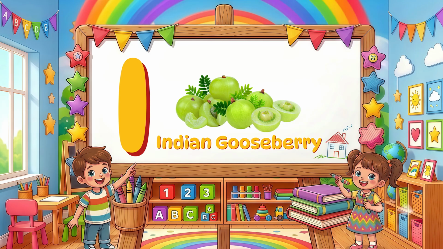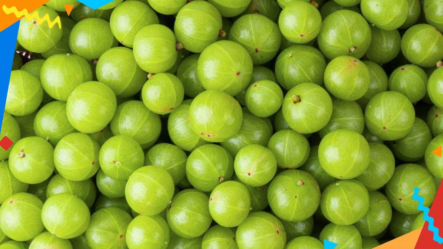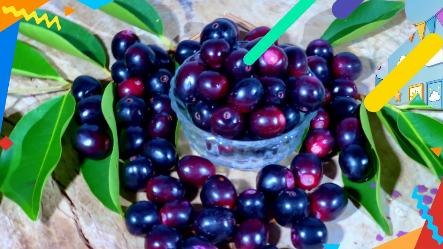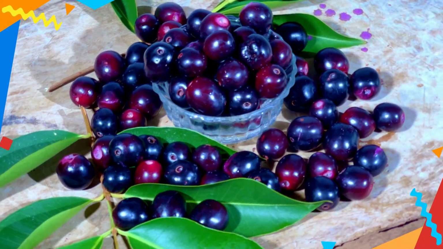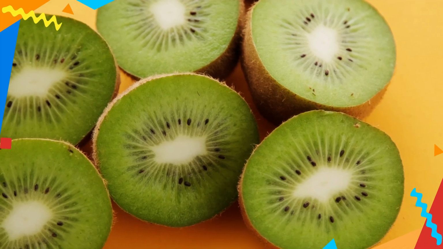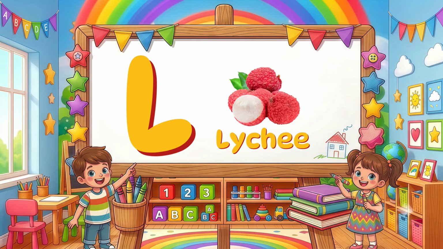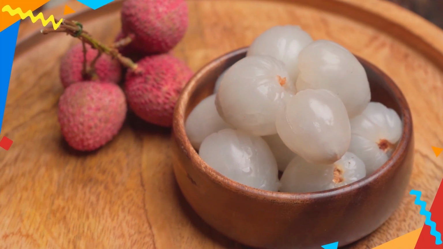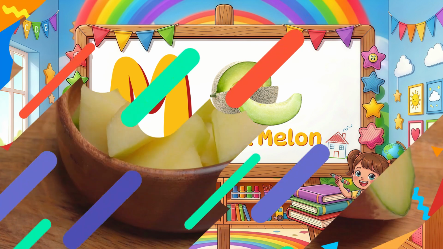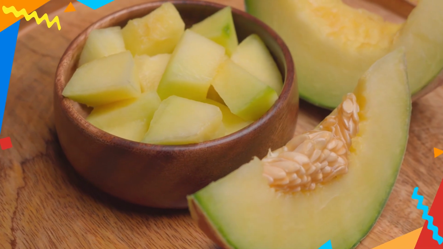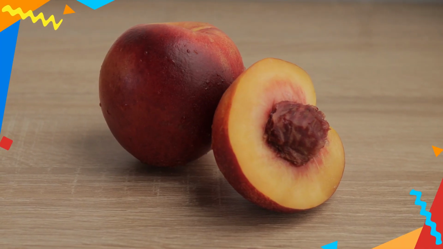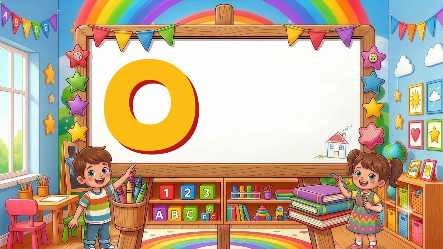I is for Indian gooseberry, J is for java plum, K is for kiwi, L is for lychee, M is for muskmelon, N is for nectarine, O is for orange.